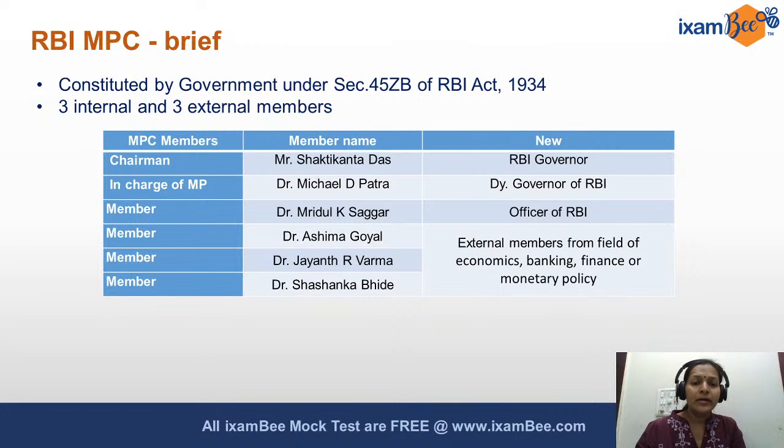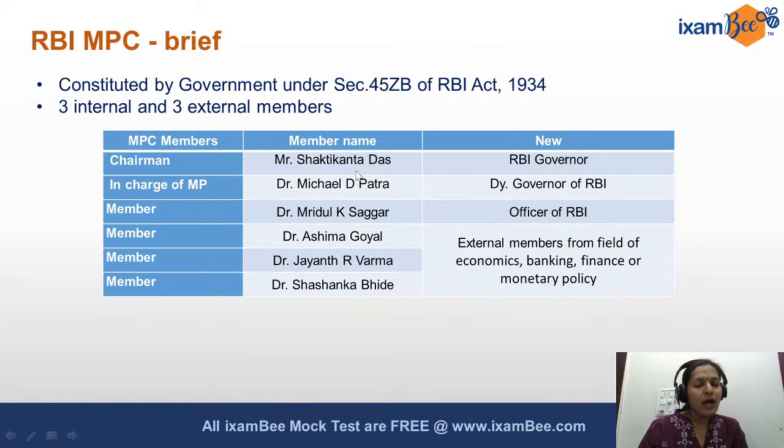The 3 internal members are the RBI governor, the deputy governor of RBI who is in charge of the monetary policy, and one more officer of RBI who is nominated and elected by the central board of RBI. So these are the 3 people who are the internal people who own the MPC, right? And the RBI governor is, by default ex officio, the chairman of the MPC committee.